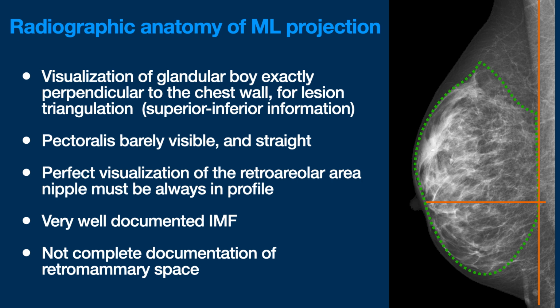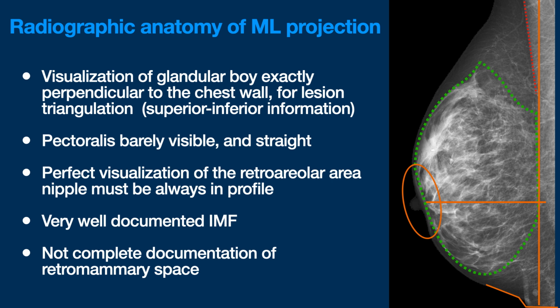In this case, as you see, there is a slight error. The width is greater at the top, which should not be the case, but for the purpose of triangulation, the projection is absolutely sufficient. Documentation of the retro-areolar area is why the nipple must always be in profile. The IMF must be very well represented.